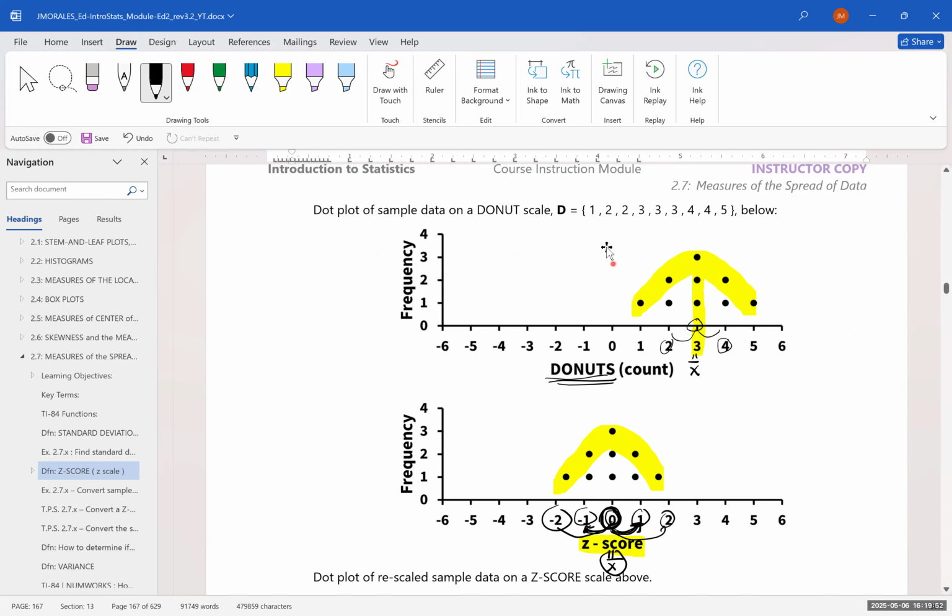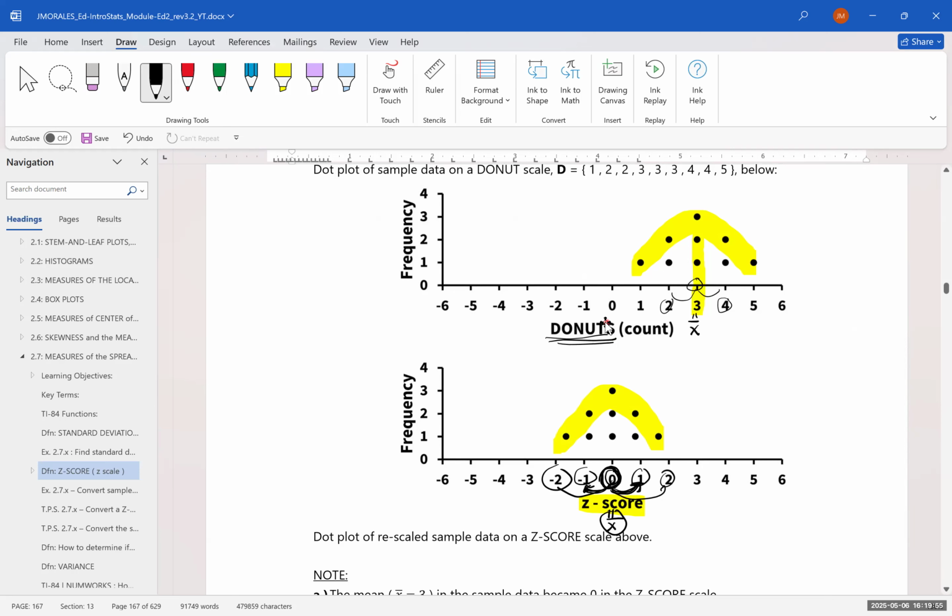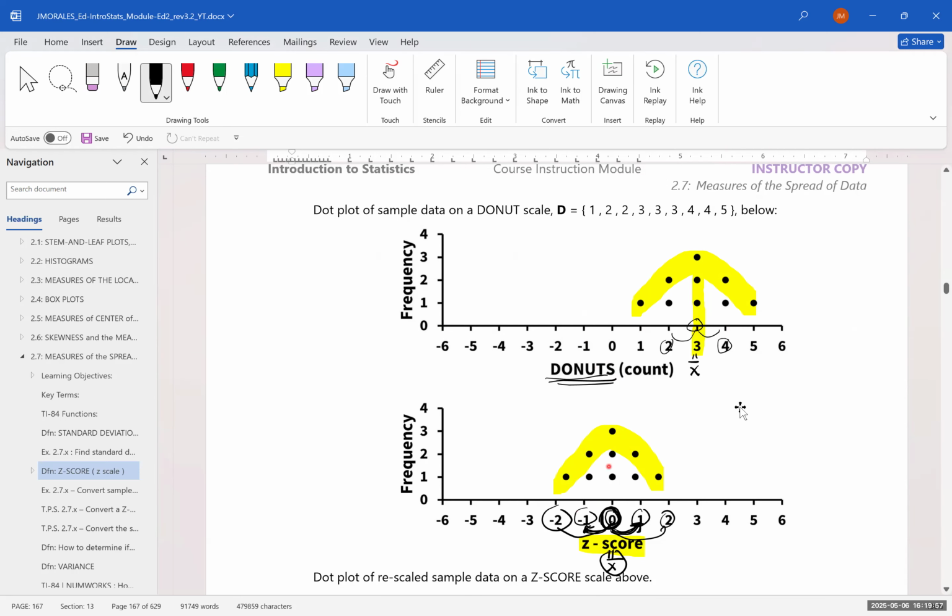So what we did is we converted from donuts to a z-score. And the formula that we used to do that conversion was this one. So z equals x minus x bar over s. With that, we were able to convert units of donuts into a z-scale. And I guess really quick, we did that on the calculator, but let me show physically what that looked like.